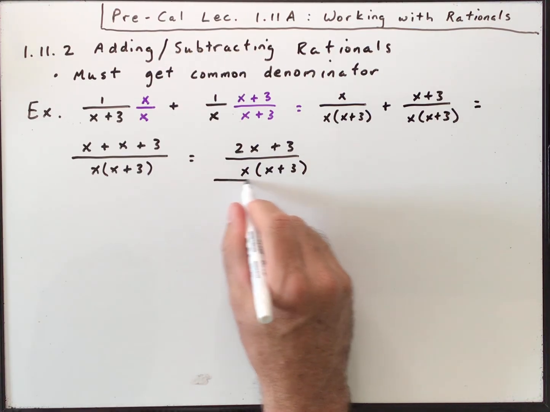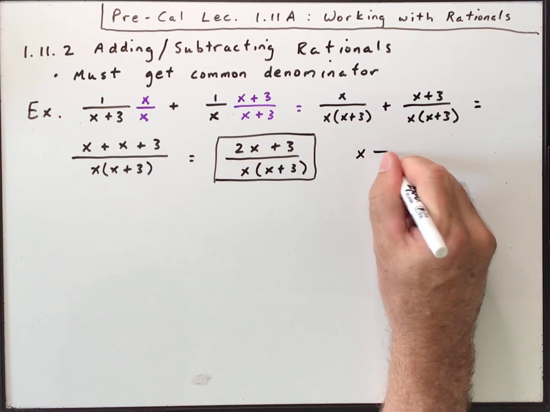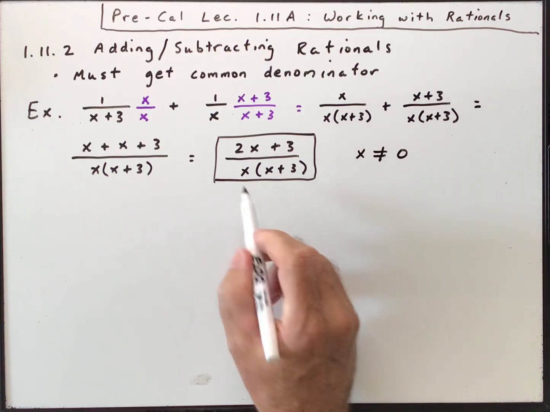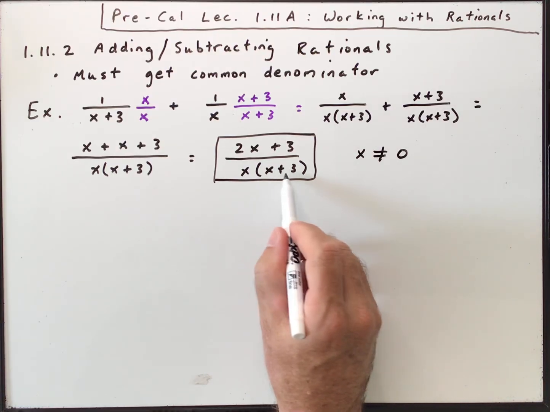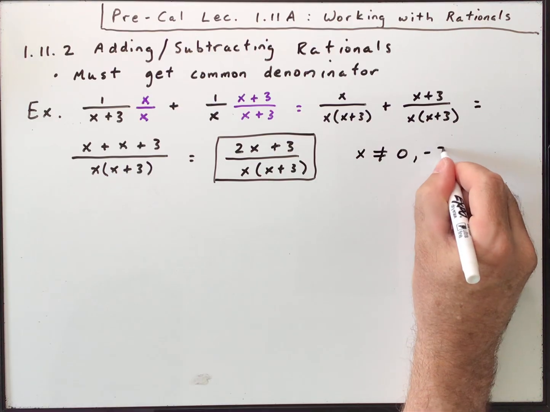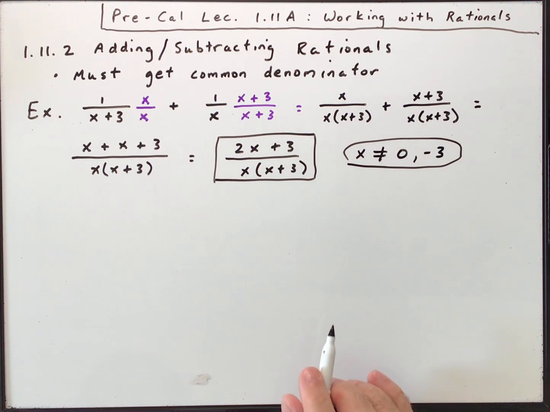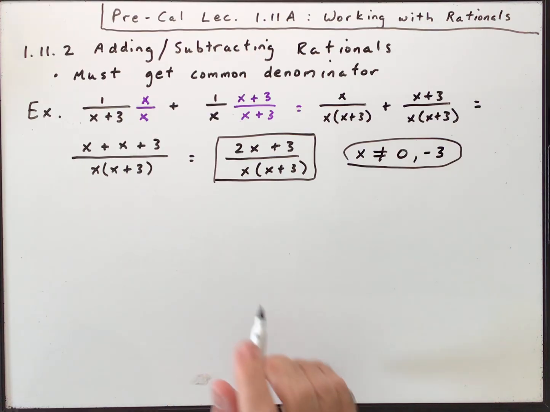So that's the answer, and we also need our domain restriction. X can't be 0, right? Because if x is 0, 0 times whatever this is, it'd be 0 times 3 is 0. And x can't be -3. All right, so a little bit of work there.